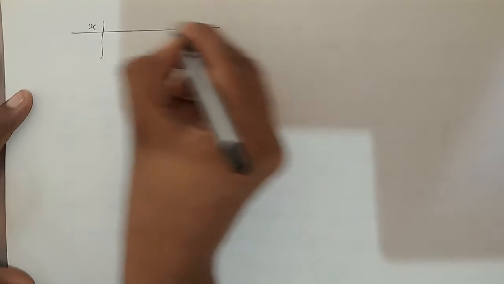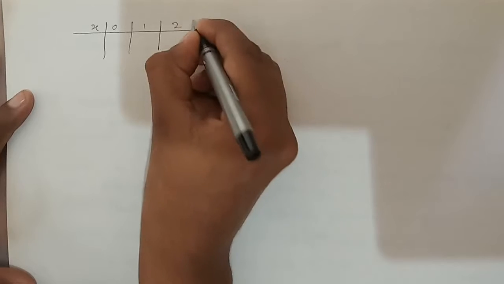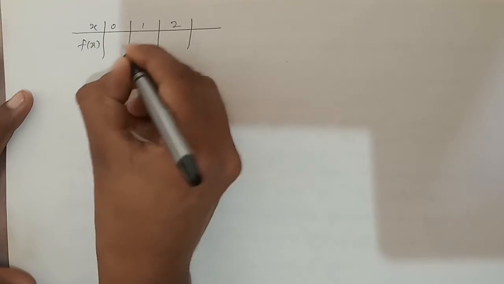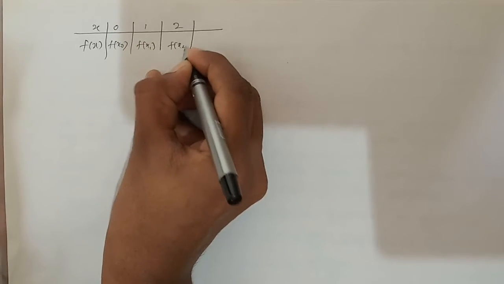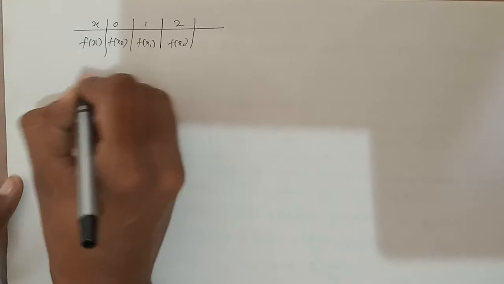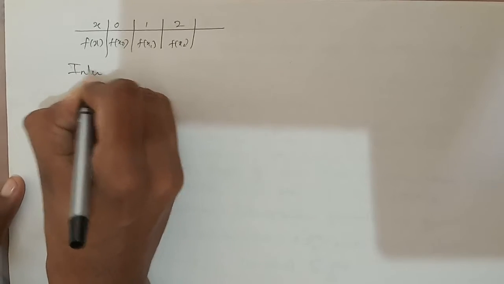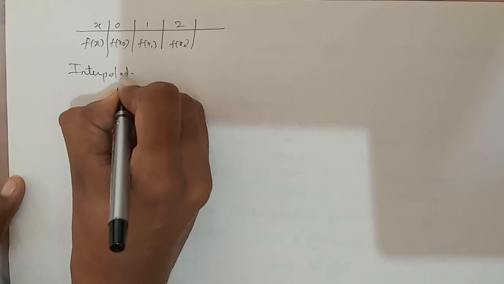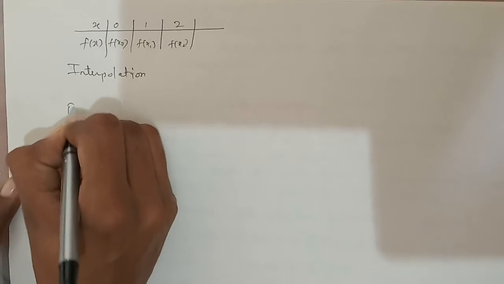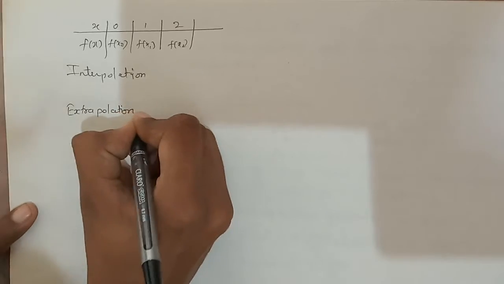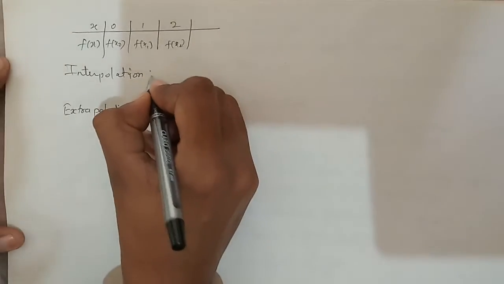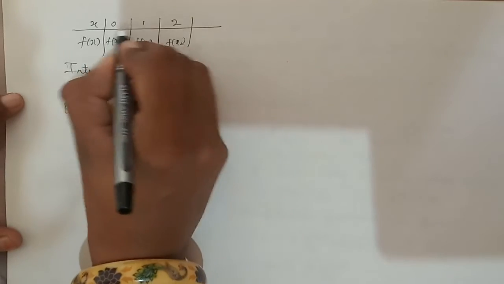There are two types of method to solve any function when we have values given. For particular values we have some function, so this is f of x2. In this type of question there are two methods to solve it. One is interpolation and another one is extrapolation. Interpolation is that method in which we have to find the value which is in between these values.